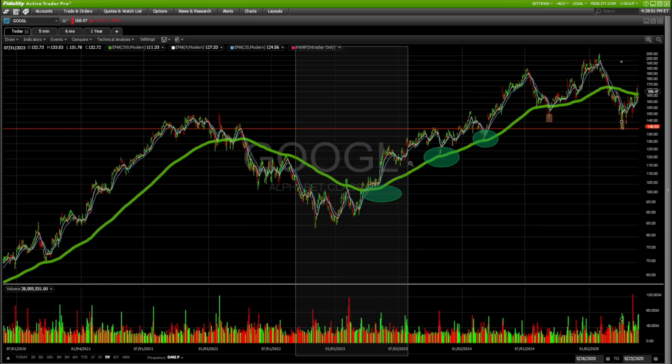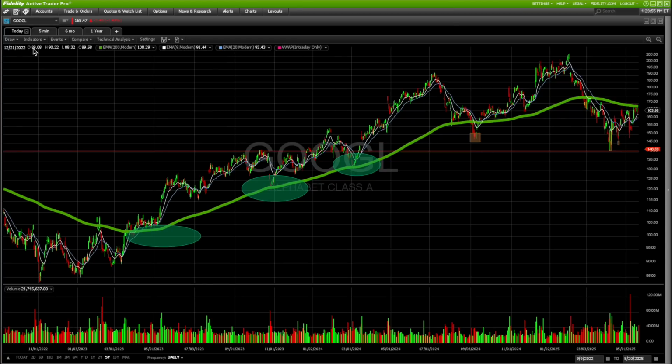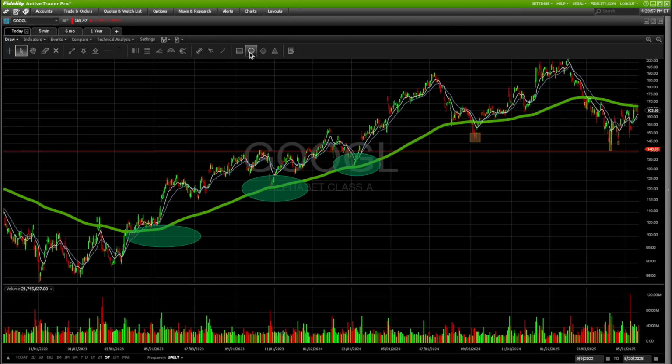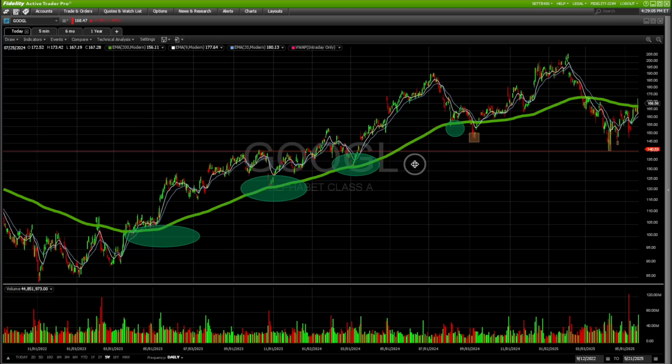I just wanted to highlight this with these ovals so you could see. And here is one more spot where you had this support, right in this range right there. And then once it breaks, then you start to have your weakness.